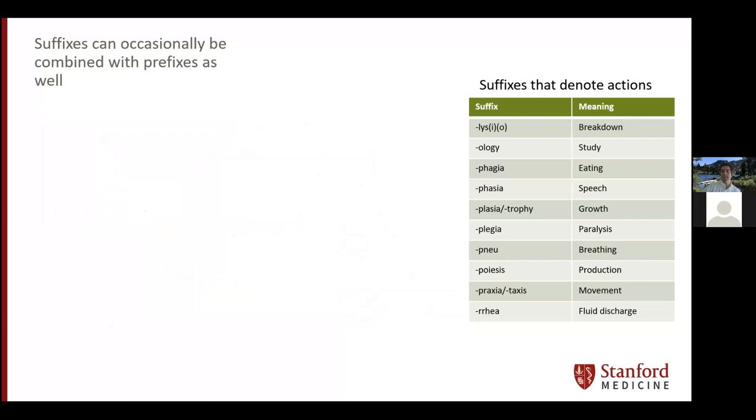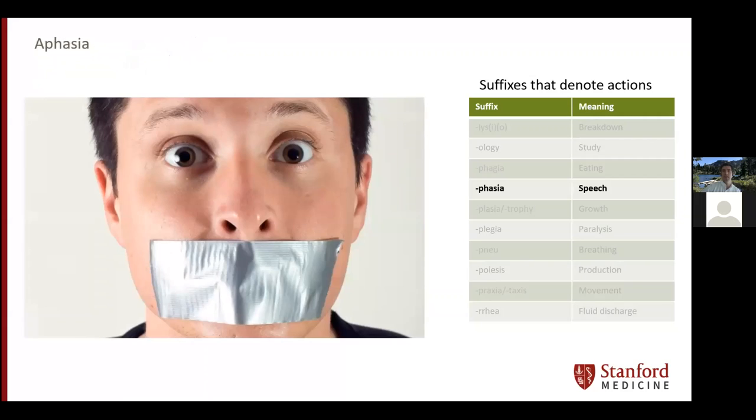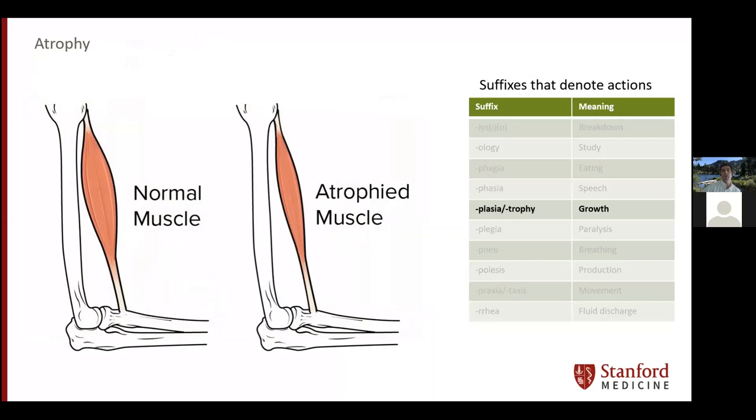Now, it is important to note that not every word requires a root, particularly when it denotes actions. So for instance, aphasia is A, which is none, and then phasia, or speech. So it's a condition where people are unable to speak, and generally is the result of a stroke, is the most common thing. You can also have aplasia, or atrophy, which is lack of growth. So you can see here a picture of a normal muscle versus a muscle which has had sort of negative growth, that has shrunk due to the lack of growth.